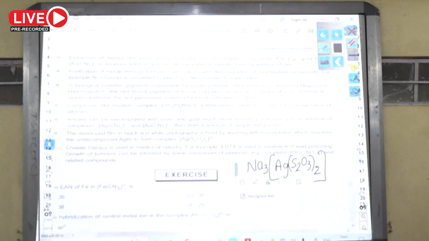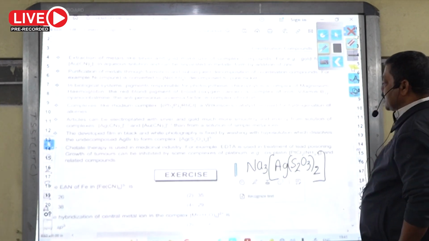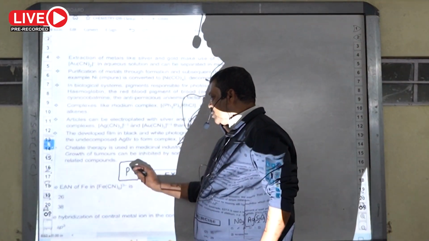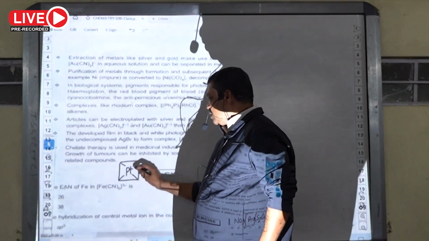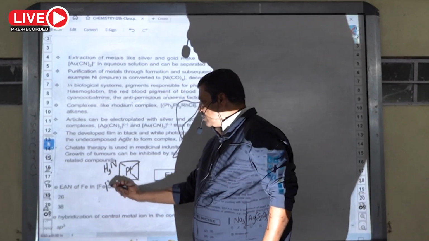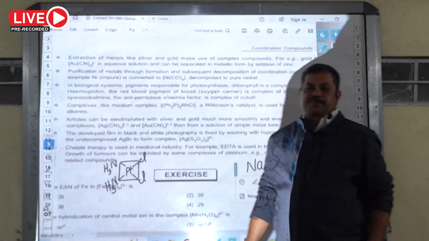Next, cancer tumors are killed by cisplatin. Cancer tumors are destroyed by cisplatin. What is cisplatin? The cis isomer of Pt(NH3)2Cl2. This is called cisplatin.